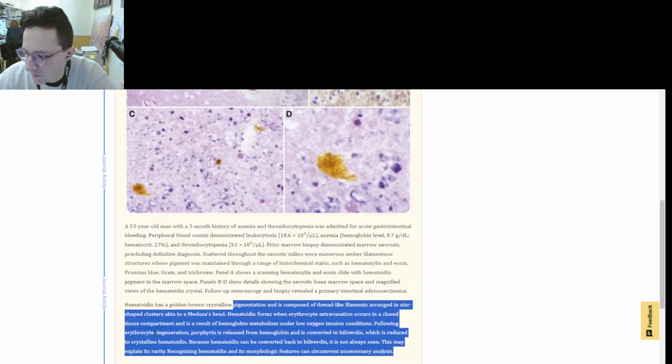Following erythrocyte degeneration, porphyrin is released from hemoglobin and is converted to biliverdin, which is reduced to crystalline hematoidin, which we're seeing here. And because hematoidin can be converted back to biliverdin, it's not always seen. So this may explain why it's so rare. And recognizing hematoidin and its morphologic features can circumvent unnecessary analysis.